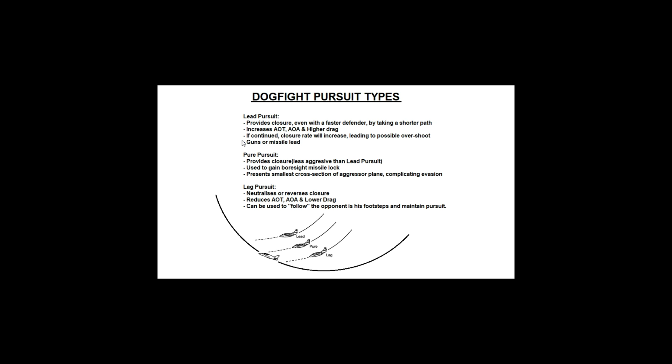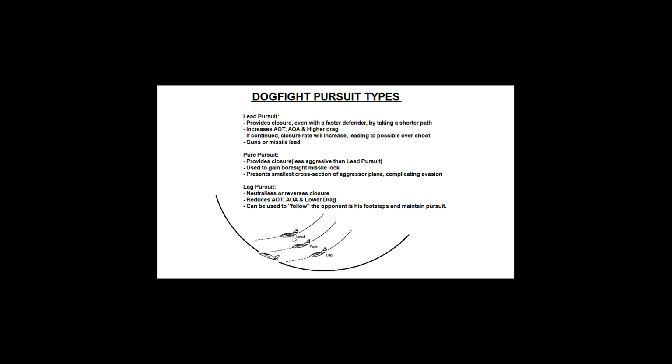If this pursuit is continued, then the closure rate between our aircraft and the defender will keep increasing, leading to a possible overshoot. A typical way of overshooting a defender in a dogfight situation is if we're taking a lead pursuit and our closure rate becomes so high that by the time we're thinking about braking and losing speed, it's too late and we're going to overshoot the hostile. That will lead to a reversal of the dogfight where he becomes the aggressor and we become the defender. So that's something to keep in mind at all points when using the lead pursuit.